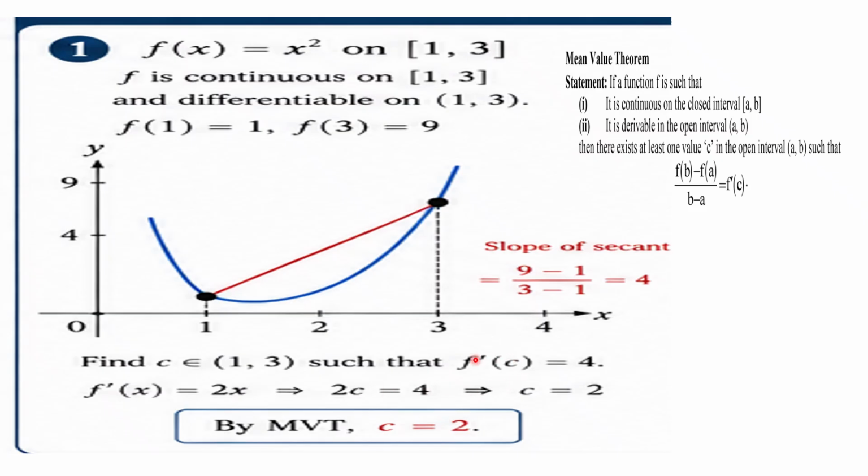So here f prime c means we have to take the derivative of this, f prime x, which is equal to 2x. Here f prime c means we have 2c is equal to 4. So we have c is equal to 2, and c belongs to this interval (1, 3). So this is the value for which the secant line is parallel to the tangent line. Slope of secant line is equal to slope of tangent line.